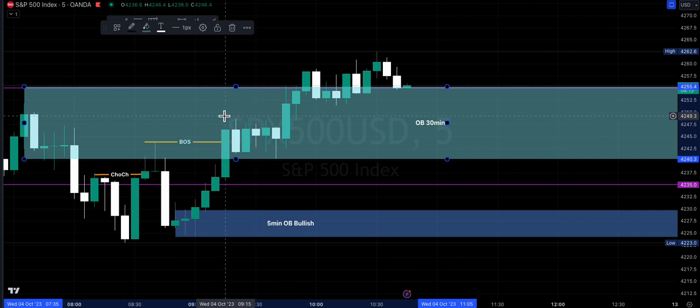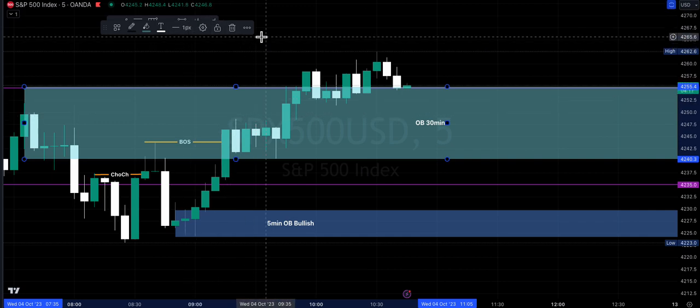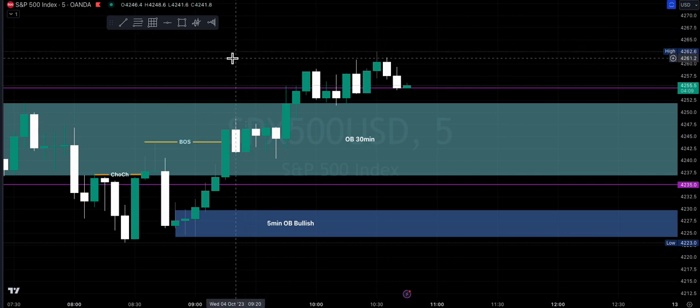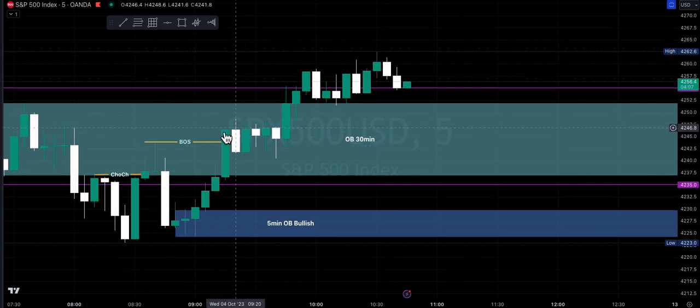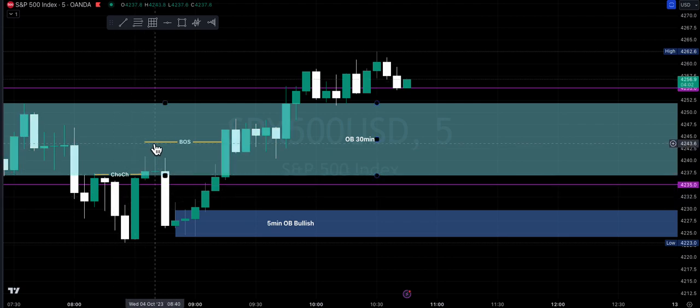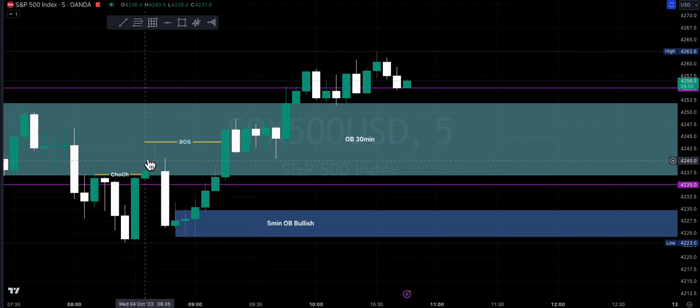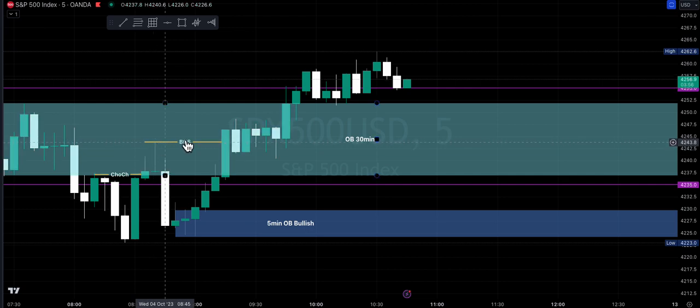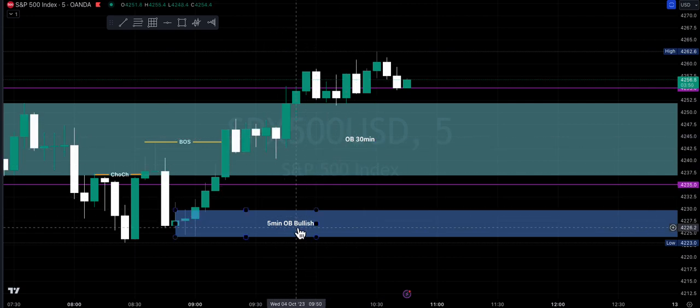I'll erase this. I won't erase that one. I moved it. Before I go to this order block here, you see the price went to this bearish order block. This is where Champ took calls, but every order block on a higher time frame, like this 30-minute order block, has more weight than a lower time frame.